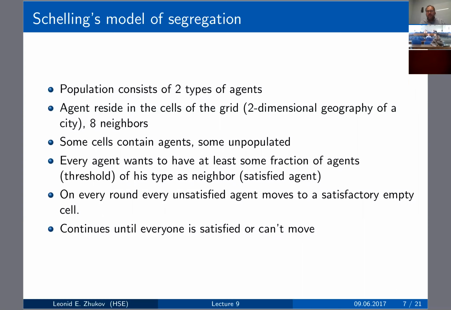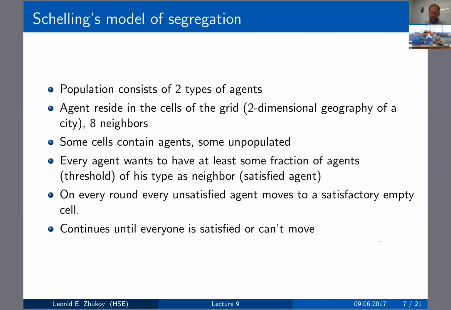And again, to make it very simple, like simple mathematical, we'll allow agents to reside in the cell of a grid. And we'll be talking about two-dimensional geography. Again, this is a strong simplification, but we need to start somewhere. And in fact, think about it, it's more than 40 years ago, right? So pretty much this model was created by pen and paper.